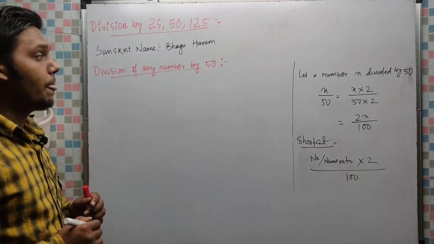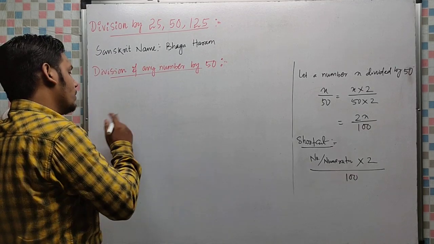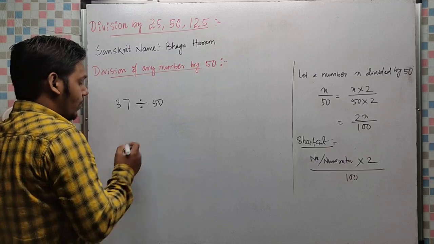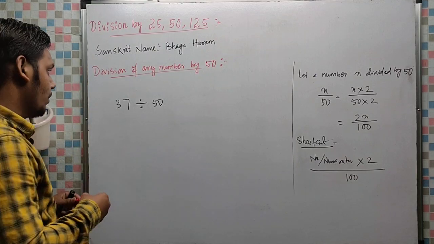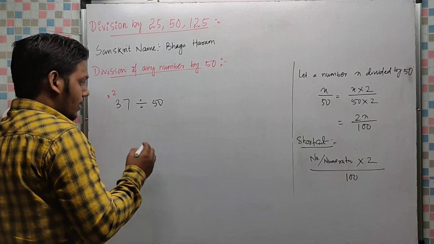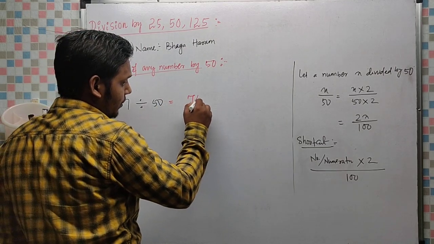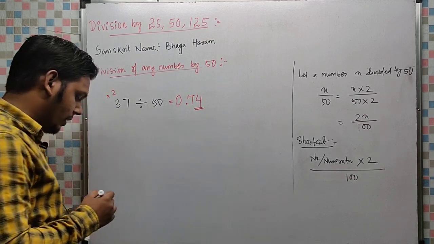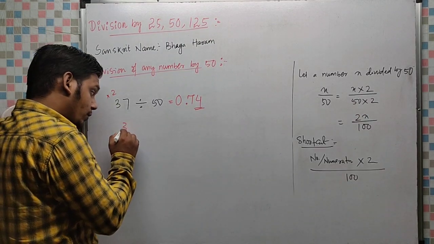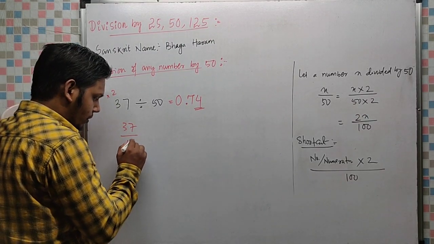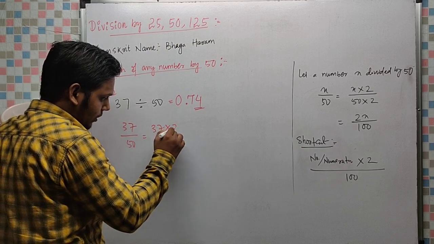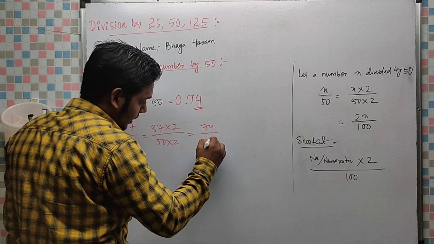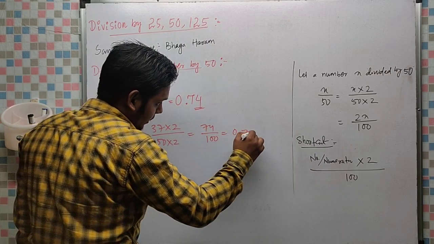Now what we have to do, see here, suppose it is given 37 by 50. So I have to multiply 2 here. That means how much is it? 74. I have to put decimal. 2 digit I have to count and I have to put decimal. It's because whenever you are multiplying 37 by 50, suppose, so 37 into 2 you are doing, and thereafter 50 into 2 you are doing. That means 74 by 100. That's why that is 0.74.